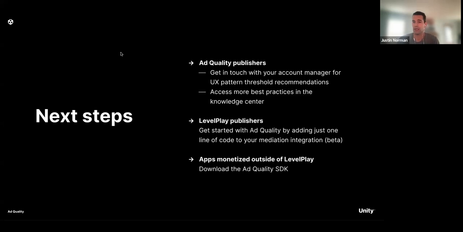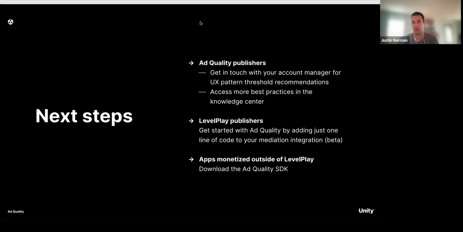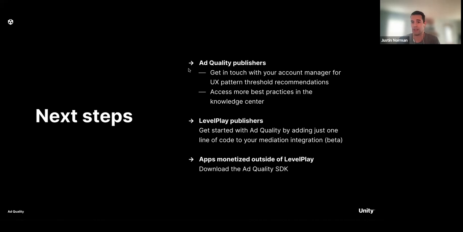LevelPlay publishers that maybe aren't using ad quality today, great news, it's even easier than ever. Now you can add ad quality to your application just by adding a single line of code from the SDK. That's currently in beta. Very shortly, it will be out in GA, hopefully. And for those partners that aren't using LevelPlay but would still like to access ad quality and get all of the information available, you still can. You can download the ad quality SDK directly from us.